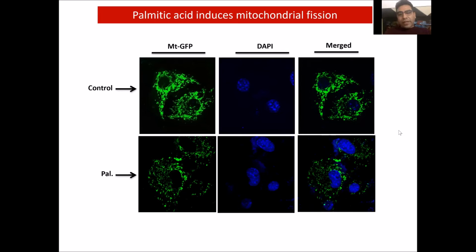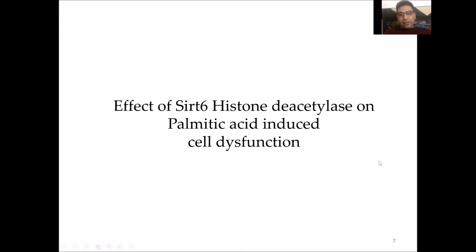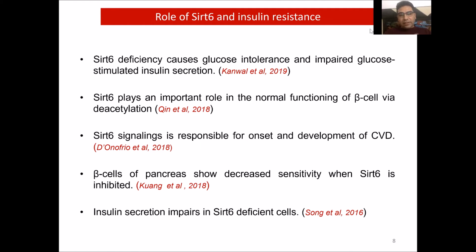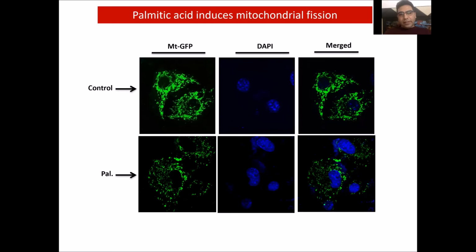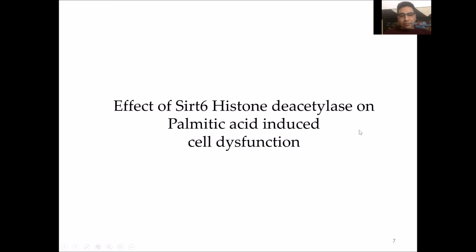Then we looked at the effect of this palmitic acid on the mitochondria. In this slide, when we give the palmitic acid, we come to know that there is more fragmentation as compared to the control. So palmitic acid is having some effect on the mitochondria. It is leading to more fission as compared to fusion, which is very important for the working condition of the cells or the mitochondria.